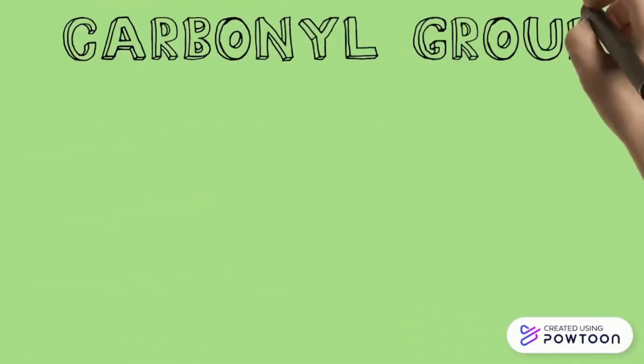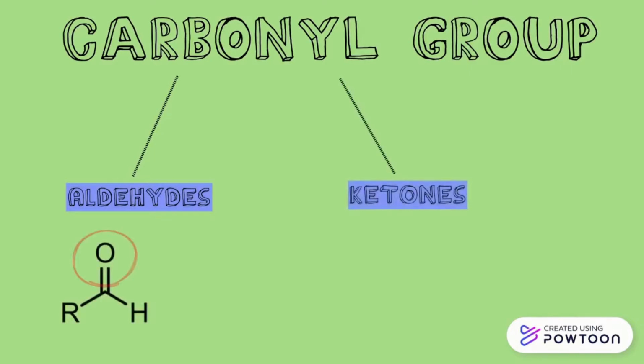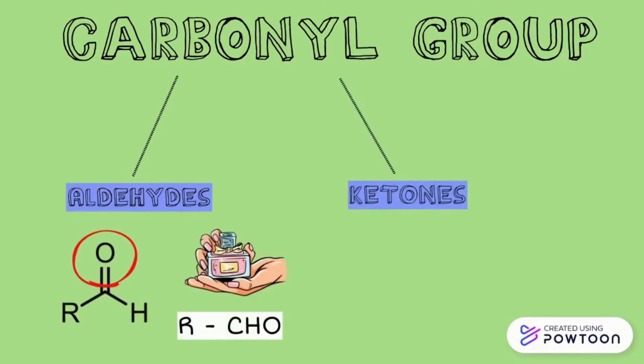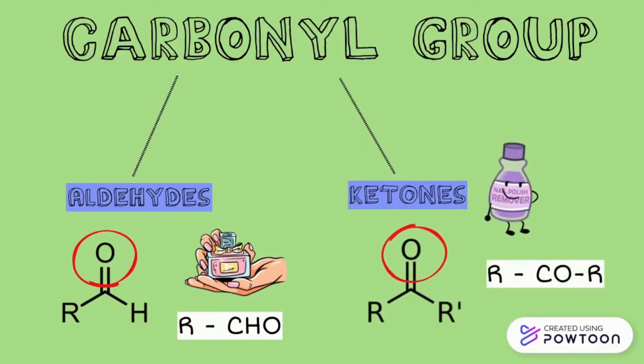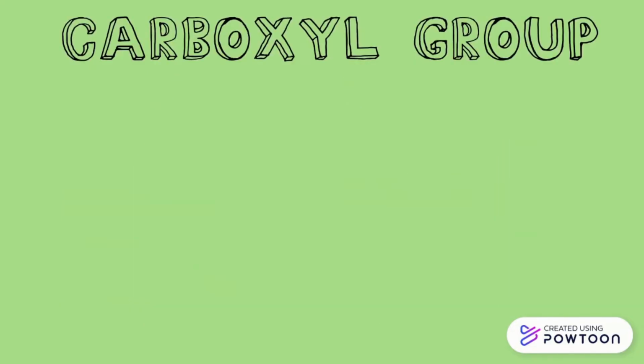Then we have a carbonyl and carboxyl group. The carbonyl group is composed of aldehydes and ketones. Ketone is made up of a carbon atom that is double bonded to an oxygen atom as well as single bonded to two R groups. Acetone, a familiar chemical product such as nail polish remover, is a basic example of ketone. In contrast to ketone, an aldehyde has the general formula RCHO.